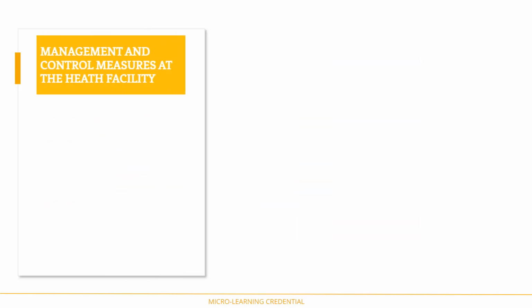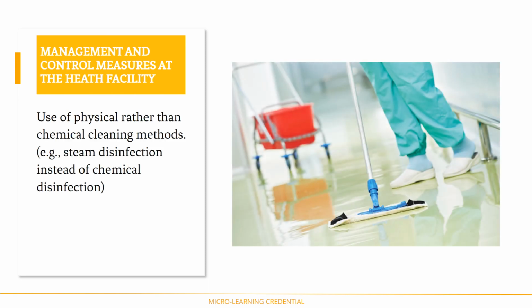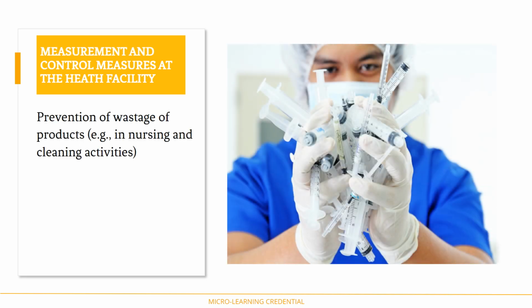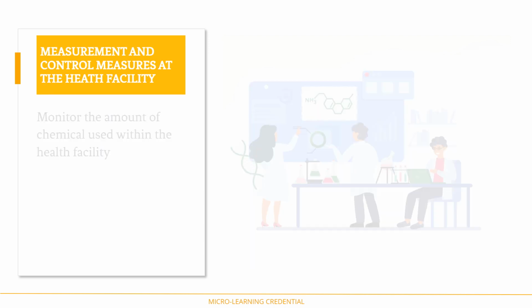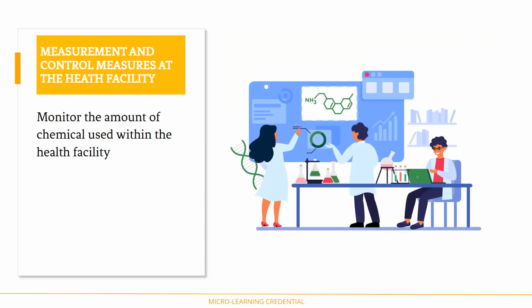Some of the management and control measures that can be adopted at the health facility are use of physical rather than chemical cleaning methods, for example, steam disinfection instead of chemical disinfection. Prevent wastage of products, for example, in nursing and cleaning activities. Purchase hazardous chemicals through a centralized system. And monitor the amount of chemicals used within the health facility.